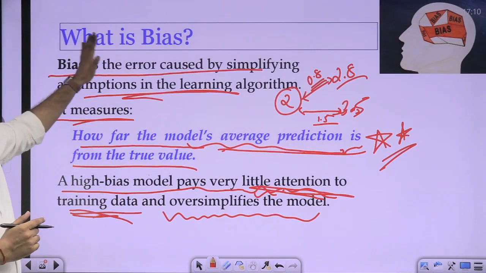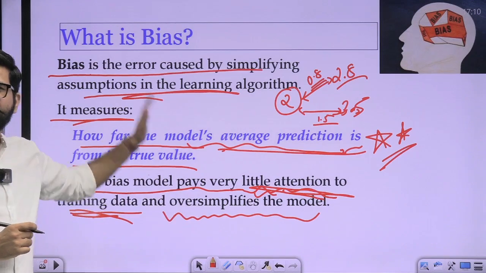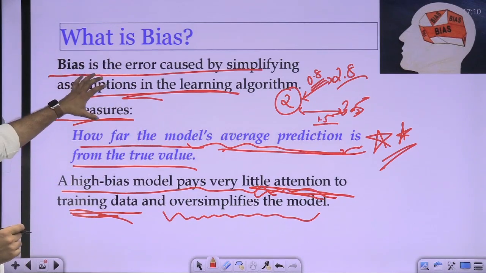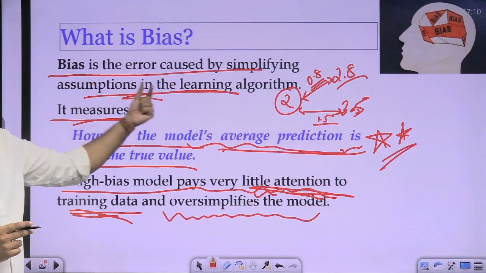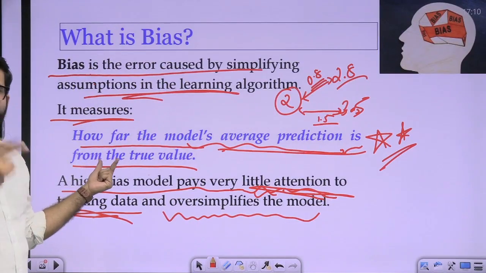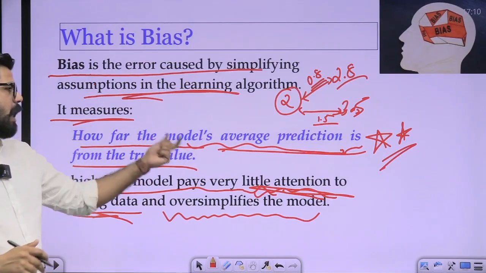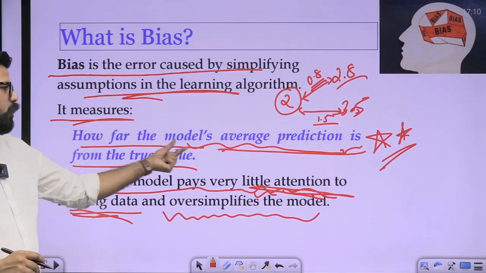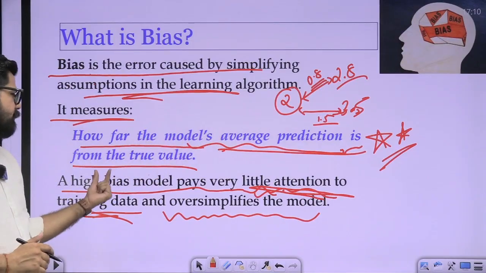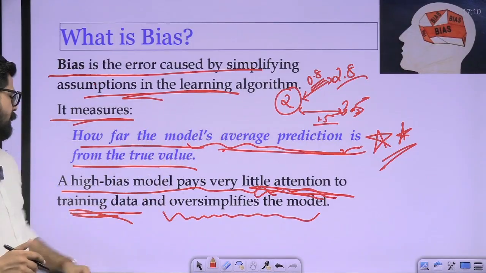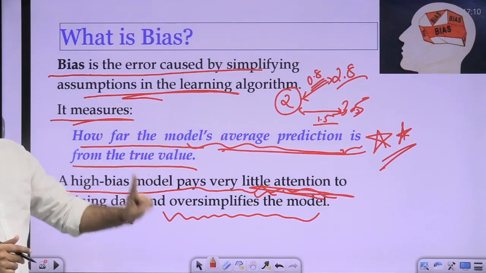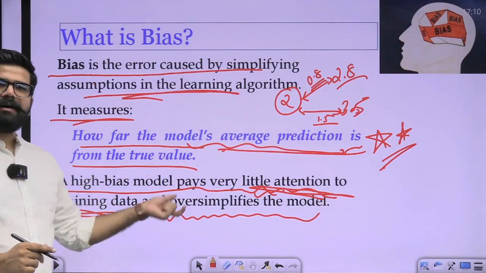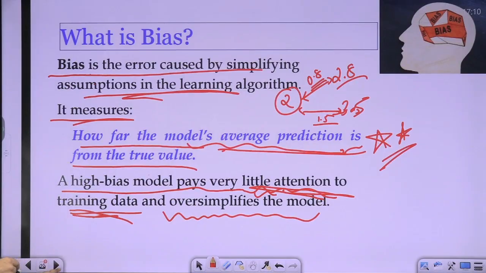Okay, I hope the bias concept is clear. Bias is the error caused by simplifying assumptions in the learning algorithm. What you need to keep in mind is how far the model's average prediction is from your true value, and if there is high bias, it provides very little attention to the training data, which means it oversimplifies the model.